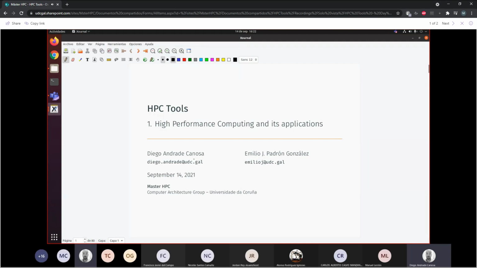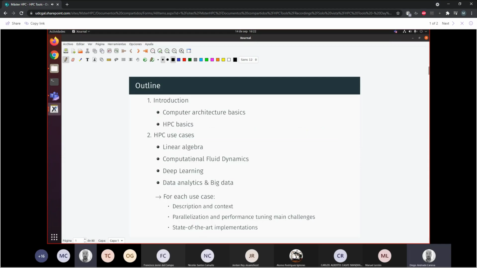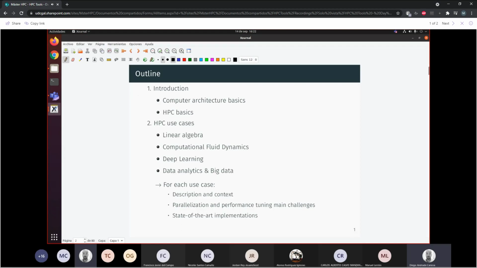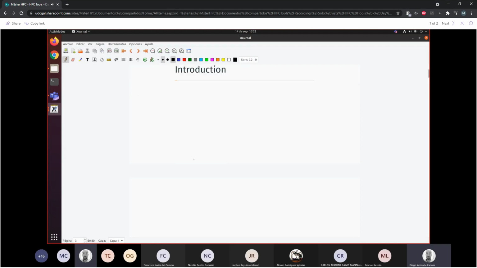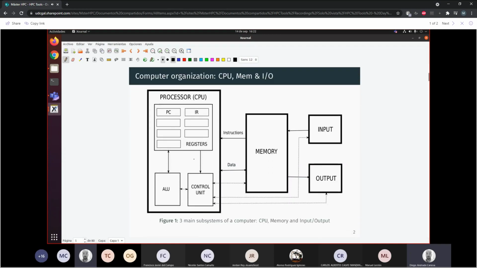Okay, this is the outline. That is basically what I told you before, and let's start from the beginning. This is the von Neumann architecture, or at least a representation of its main building blocks. This represents a computer, but obviously, schematically, a computer is not something like this at all.